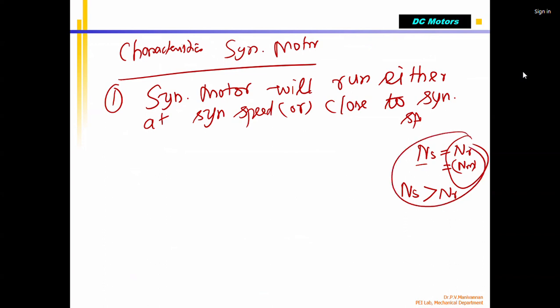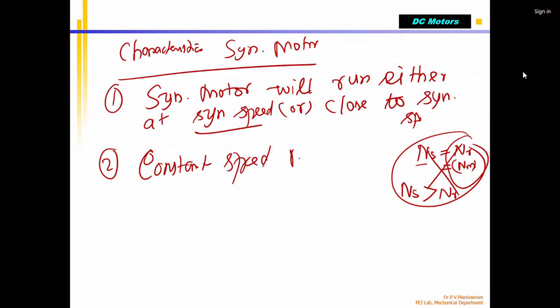So generally what they say in books is that the synchronous motor will run only at sync speed, correct? Otherwise it won't run. Only at that speed, which is very important. It is a constant speed motor.